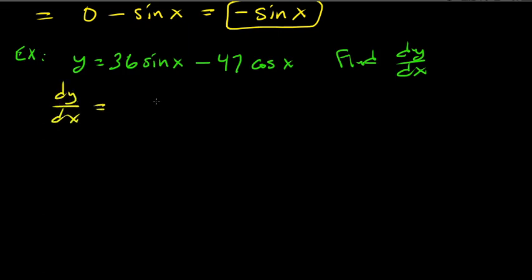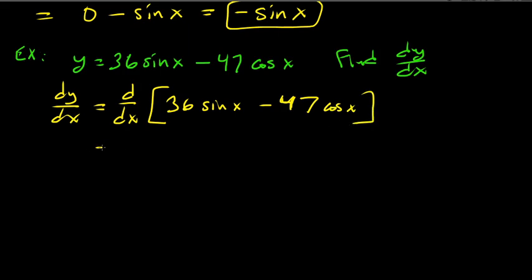Okay, so what's dy over dx? Well, this just means we have to take the derivative of 36 times sine x minus 47 times cosine of x.